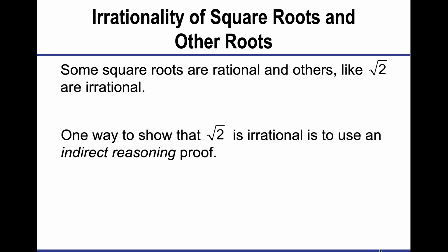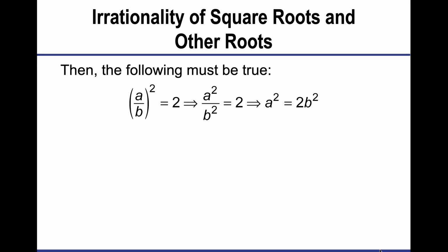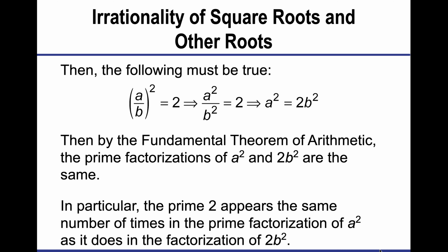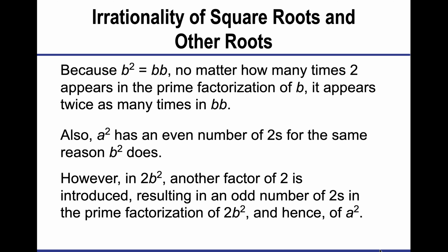One way to show that it's irrational could be something called an indirect reasoning proof. This is for your higher level elementary education students. So we're going to say, assume there's some rational number a over b such that when I square it, I get 2. Then I must be able to say a squared over b squared is 2, and then I would multiply both sides by b squared. But by the fundamental theorem of arithmetic, the prime factorizations of those two values are going to be the same. So this means that the prime 2 appears the same number of times in the prime factorization of a squared as it does in 2 times b squared. So this is just taking you through that proof process. Of course, this is not something we're going to show all of our students, but it is important to recognize what is happening and the thought process here.